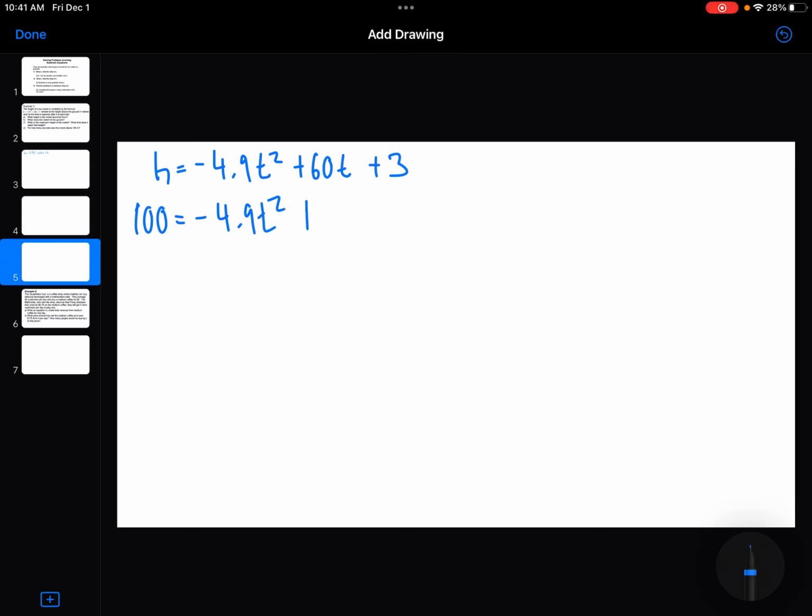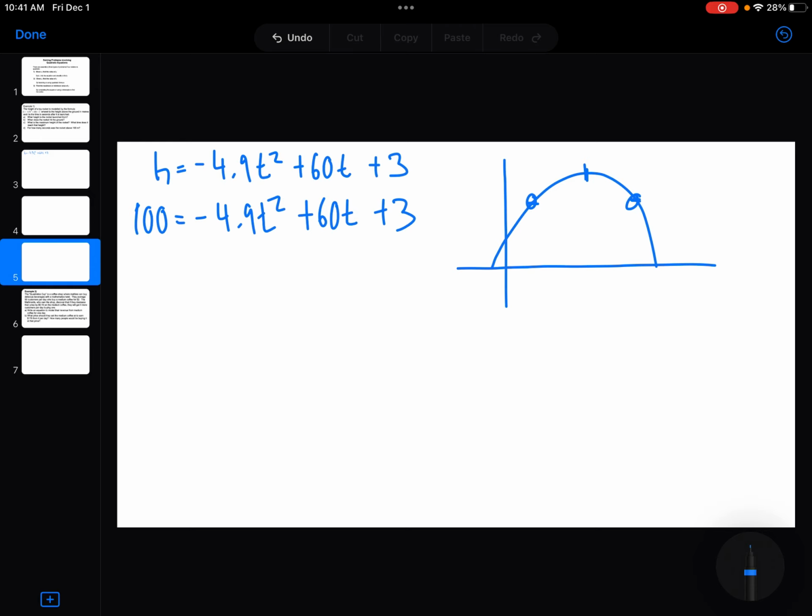4.9t squared plus 60t plus 3. And what that's actually going to do is, if we were to graph it, you're going to get two answers for t. Here's our equation, or here's our graph roughly. Here's the middle. 100 is going to be right here and right here. So we're going to get two answers, this answer and this answer.